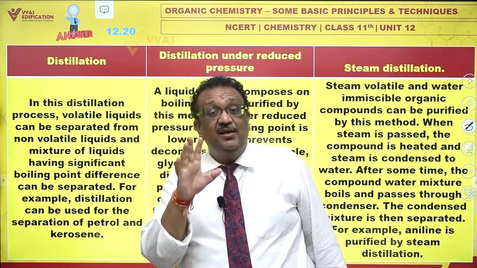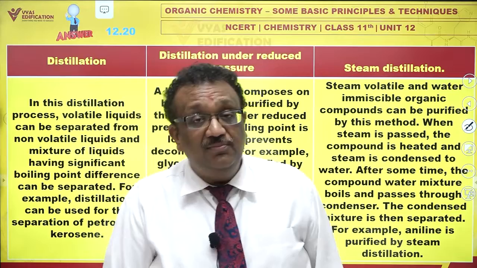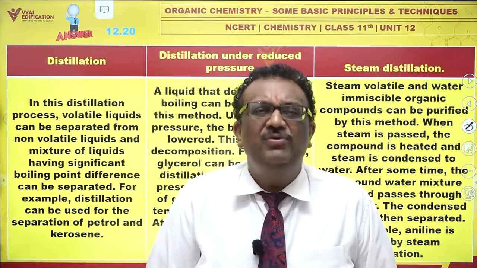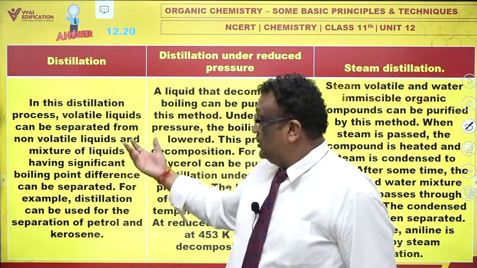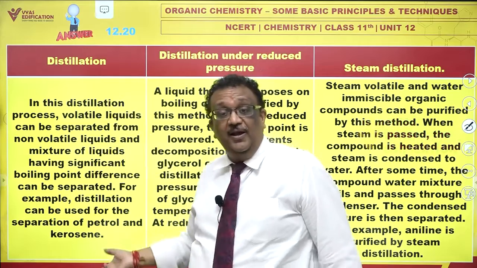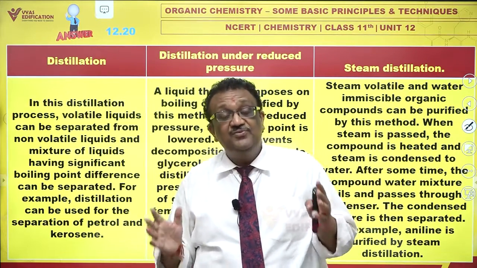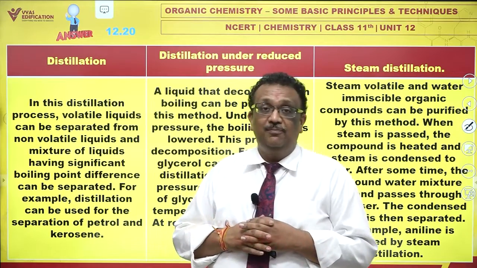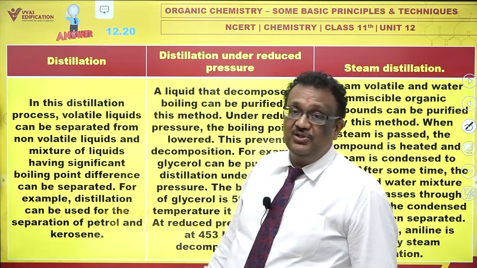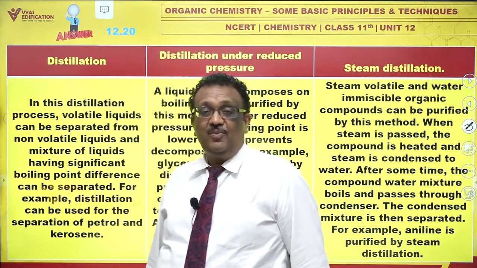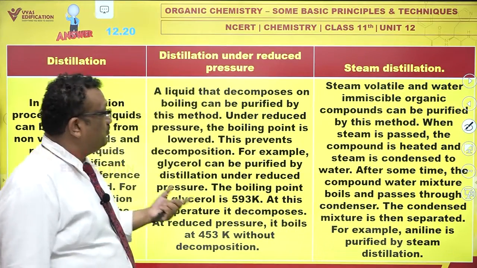portion is either non-volatile or something which has much higher boiling point, which does not boil easily. So separation method, in case you have a mixture containing components with significant difference in boiling points, then the process of separation is distillation. What about distillation under reduced pressure?